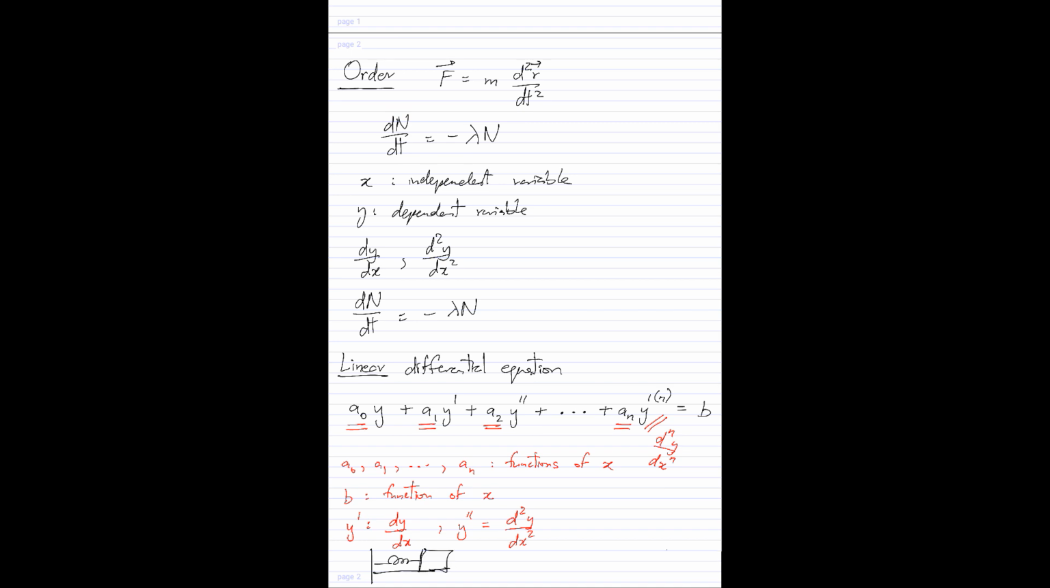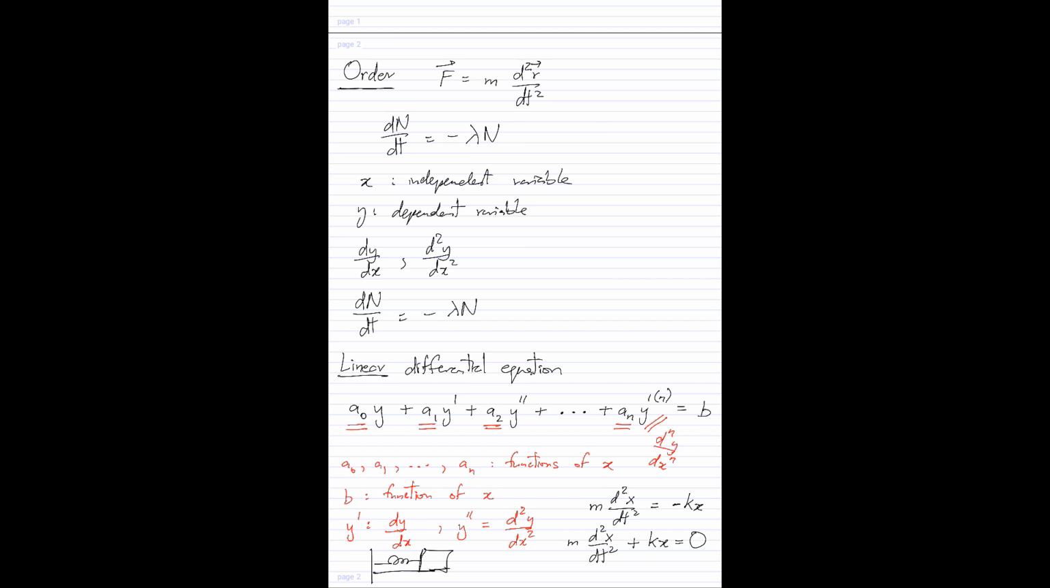Okay, so if you have a wall, you attach to that a spring and then you have a block, you pull the block and let it go, then the equation of motion for this block can be written as the mass times the acceleration of this block. This will be equal to the force acting on the object, which is just by Hooke's law minus kx, where k is the spring constant.